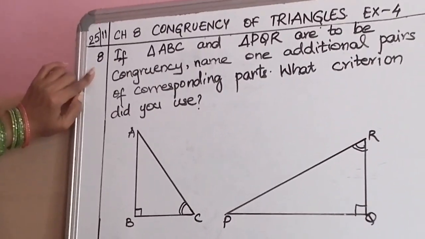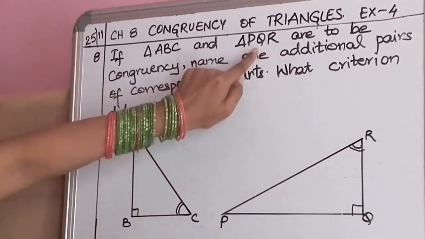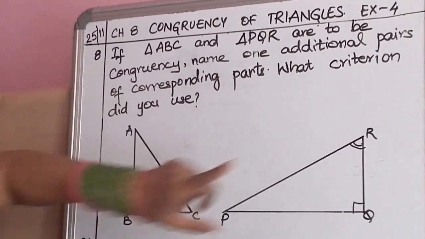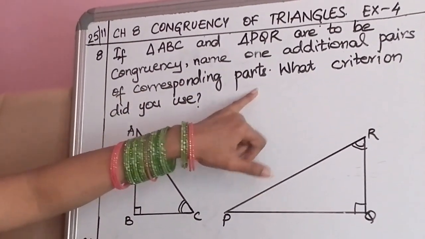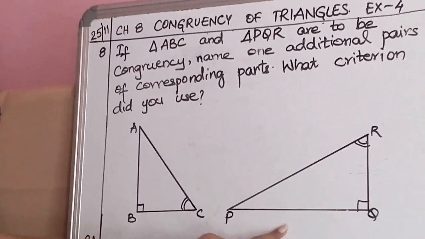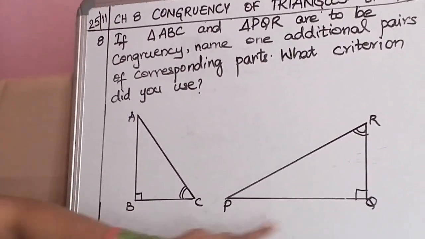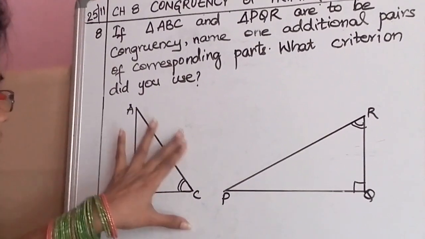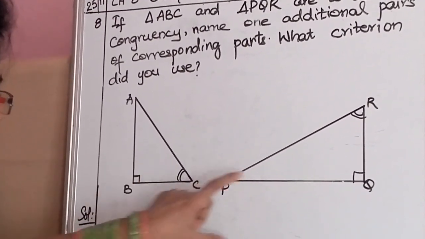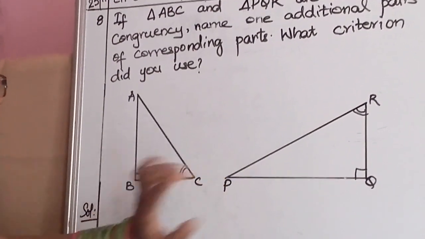Let's do the 8th problem. If triangle ABC and triangle PQR are to be congruent, name one additional condition of corresponding parts. What criteria did you use? So here two triangles are given, ABC and then PQR. Now they are asking us which criteria you can show that both the triangles are equal to each other.